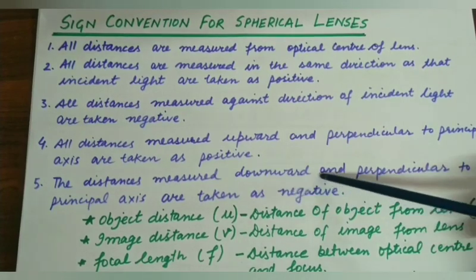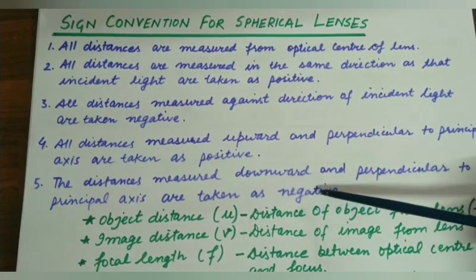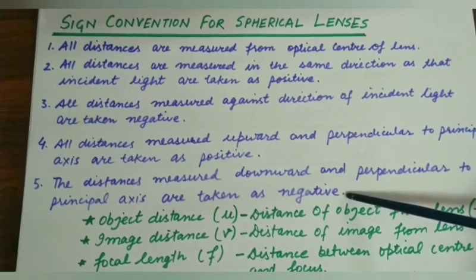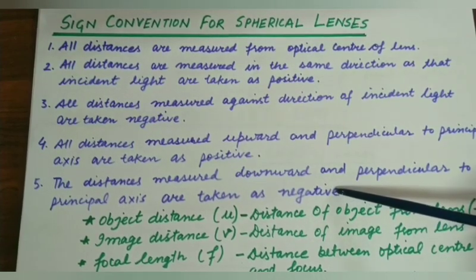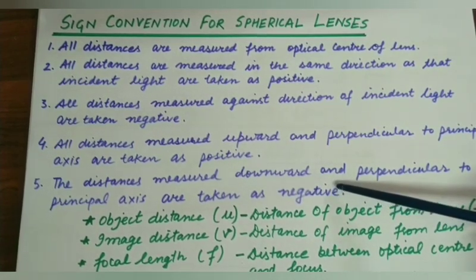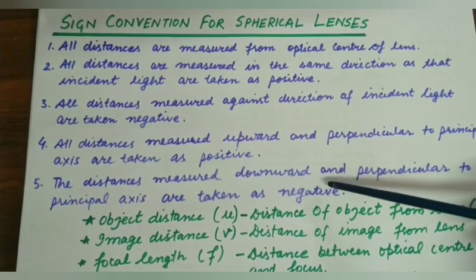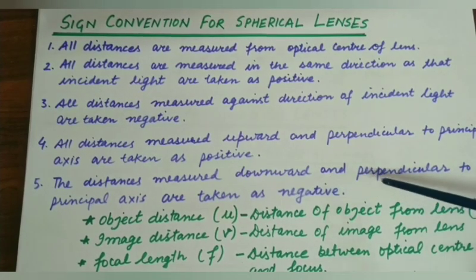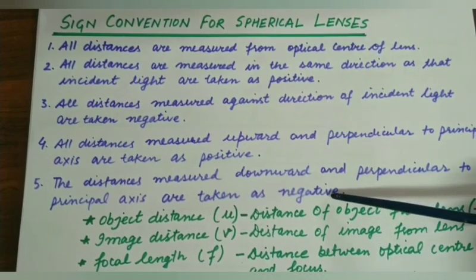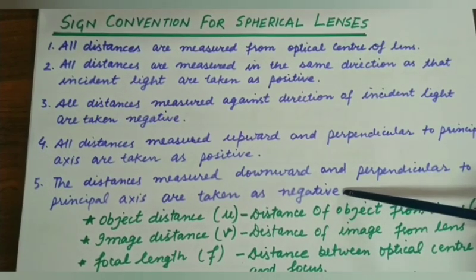The distance measured downward and perpendicular to the principal axis is taken as negative. That means if the image is formed below the principal axis but perpendicular to it, then we will take it as negative.